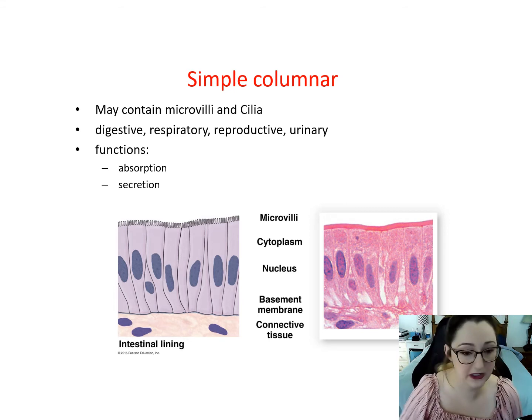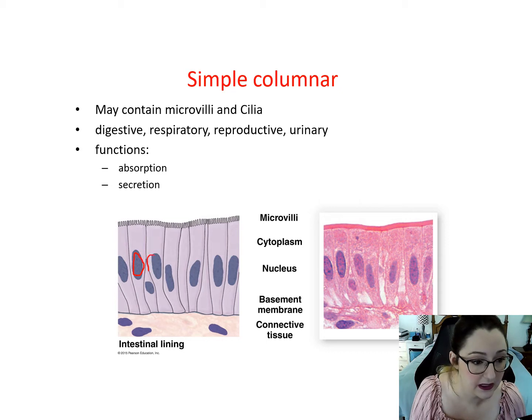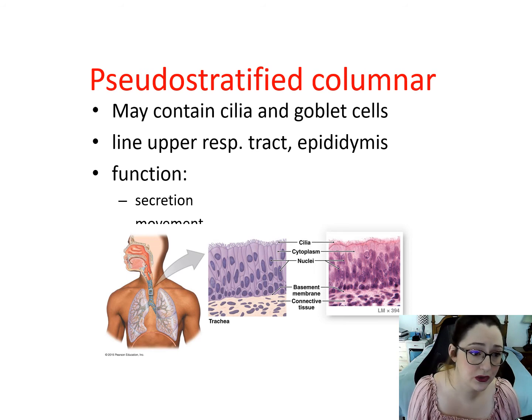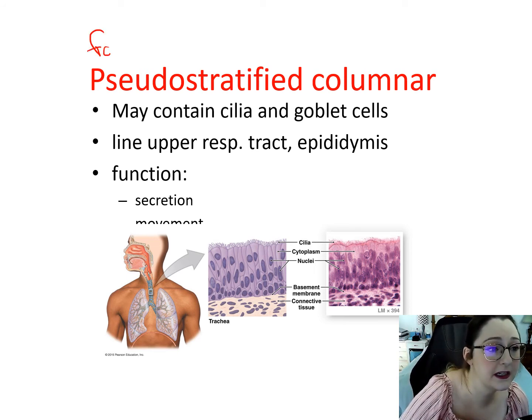You can also see the difference in this kind of compared to the pseudostratified, because the cells are going to line up pretty well. They might not be perfectly lined up, but for the most part they stay in a pretty good line. And here's another lovely picture. So pseudostratified columnar, remember this just means fake layers.